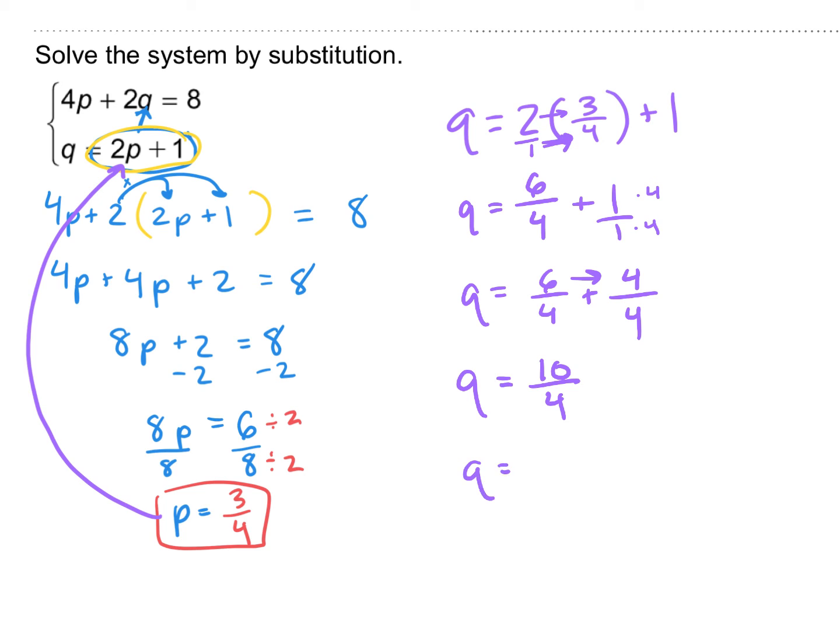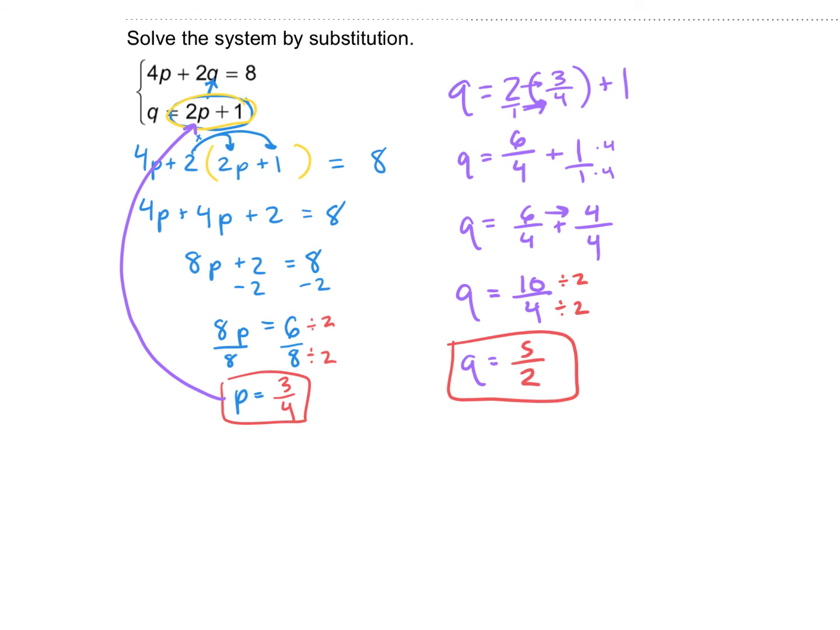And can I simplify this? Divide by 2, divide by 2, so this becomes 5 over 2. And how would I write my answer? What in the alphabet comes first, P or Q? 3 over 4, comma 5 over 2. This one was just a little bit tricky because it didn't give you X and Y's, but P comes before Q in the alphabet, so it just comes before it when we write it.